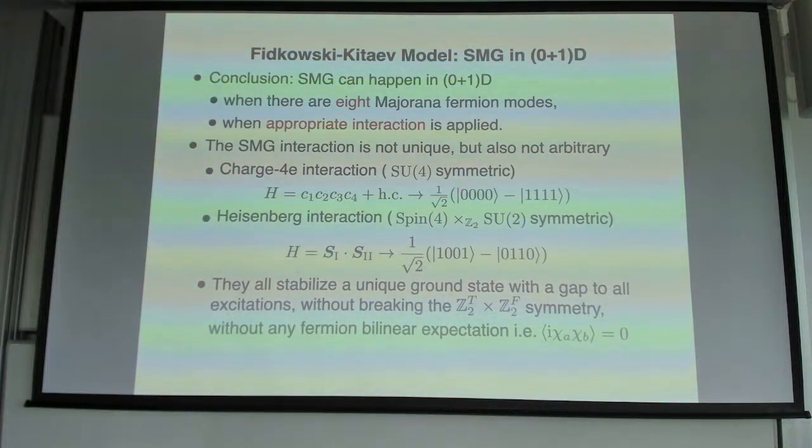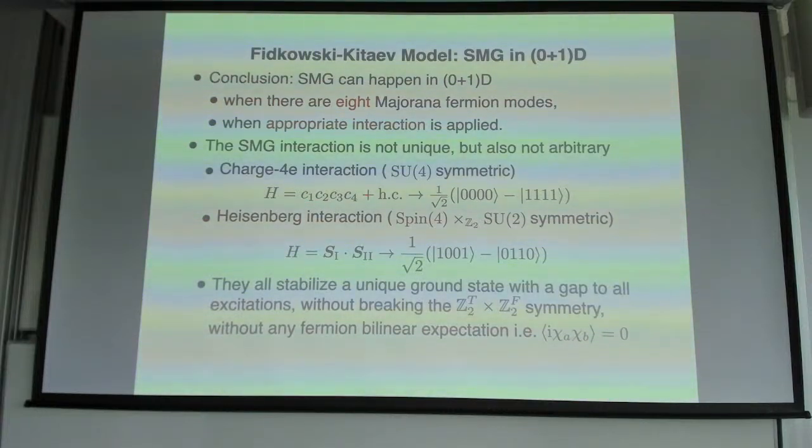This is also called the charge 4e interaction. The meaning is very clear. It's simultaneously creating 4 electrons, let's say. And this symmetry actually has a larger symmetry, SU4. And there's another version of this kind of interaction that also works in the system, which is actually a spin-spin interaction. So how do I see the spins?